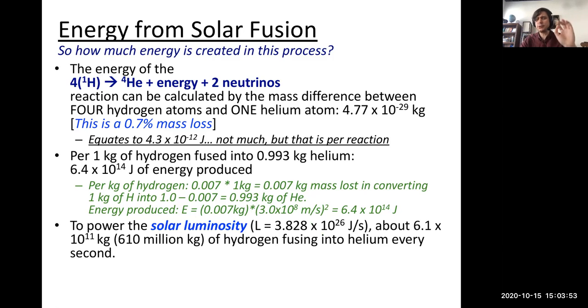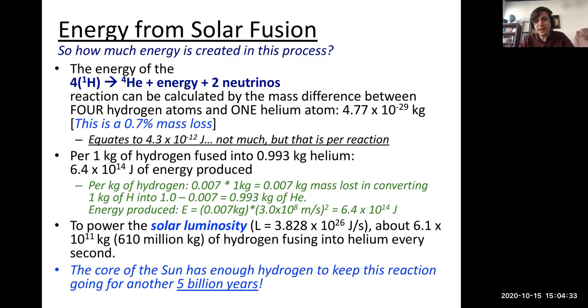To power the entire solar luminosity, that ridiculously large number of 3.828 times 10 to the 26 joules per second, produced every second, we would have to convert 6.1 times 10 to the 11th kilograms. 610 million kilograms of hydrogen are fusing into helium every second in the sun. So you can calculate the mass loss of converting that much hydrogen. That would be 0.007 times that number. Use that in E equals mc squared, and you get the solar luminosity.